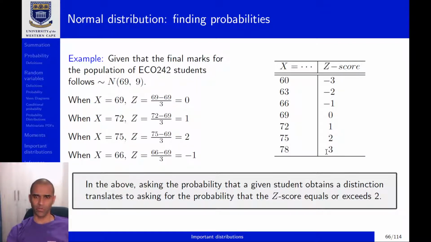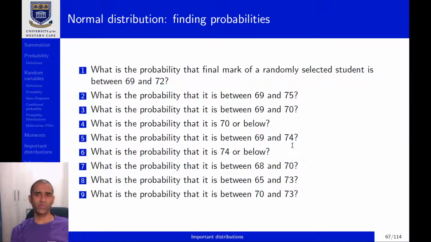So here's an example of applying this. Here you're given the final marks for the entire population of ECO242 students. And you are told that it follows the normal distribution with a mean of 69 and a variance of 9. So, if x equals 69, we can find z equal to 0, etc. And this slide looks at some examples of how to look up values for probabilities for different ranges of x values. And in the lecture notes, I take you through how to do this for a few of these examples. But do attempt all of them by yourself. If there's any difficulty with any of these, please let me know.